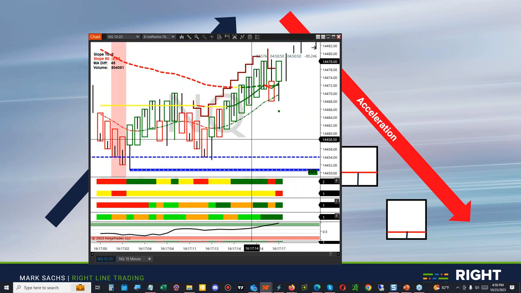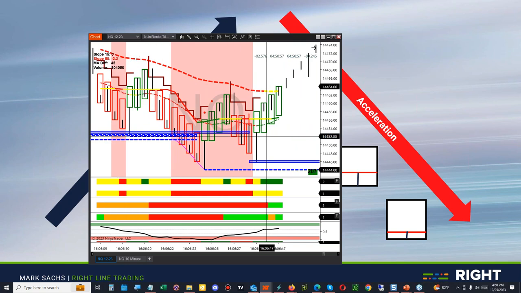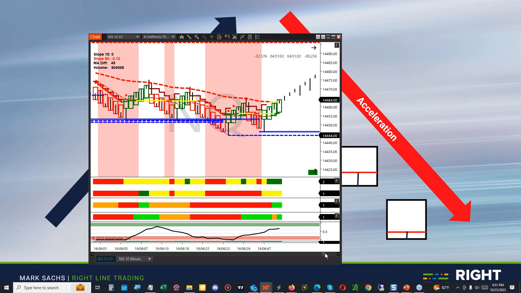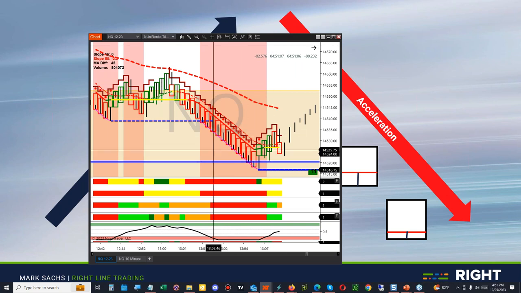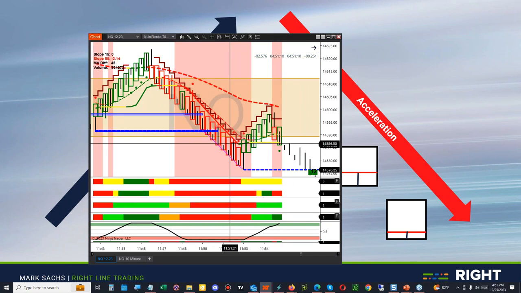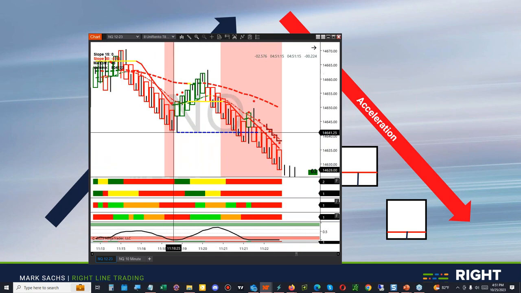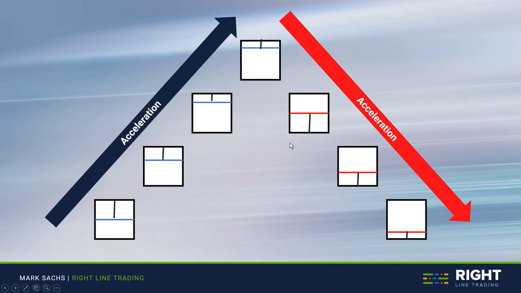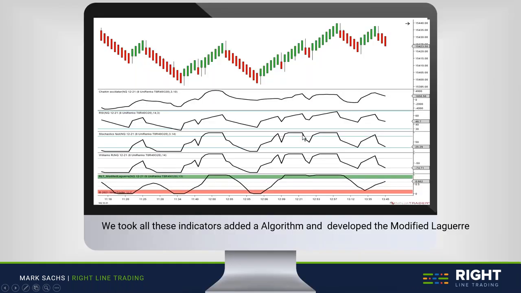Let me see if I can find something really easy to understand. We just had some earnings out, so NQ was going wacko. So it should be able to see something here. Basically when you have all little wicks, you have a lot of momentum. So again, acceleration when you have little wicks, and little wicks on the downside.